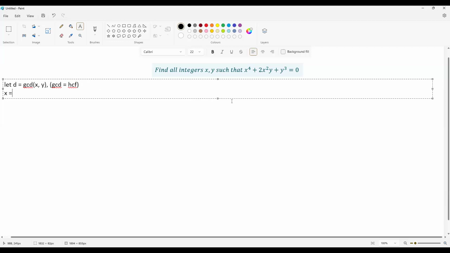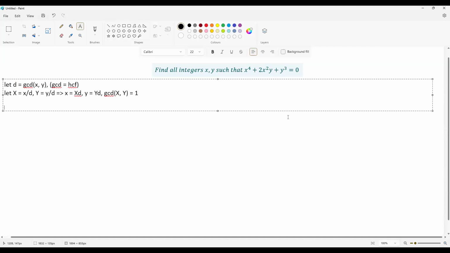Let's say x equals x over d, and y equals y over d, which means x equals xd and y equals yd. And you know that GCD of x and y is equal to 1. Because if something divided x and y, then it would just go into d and exit x and y, right? So therefore nothing divides x and y.